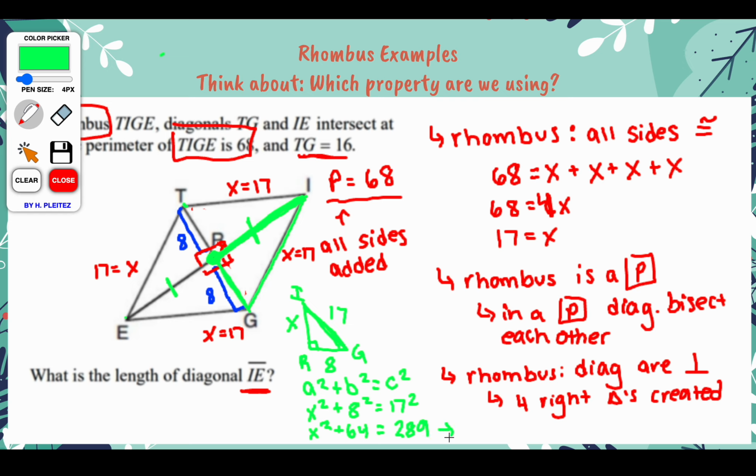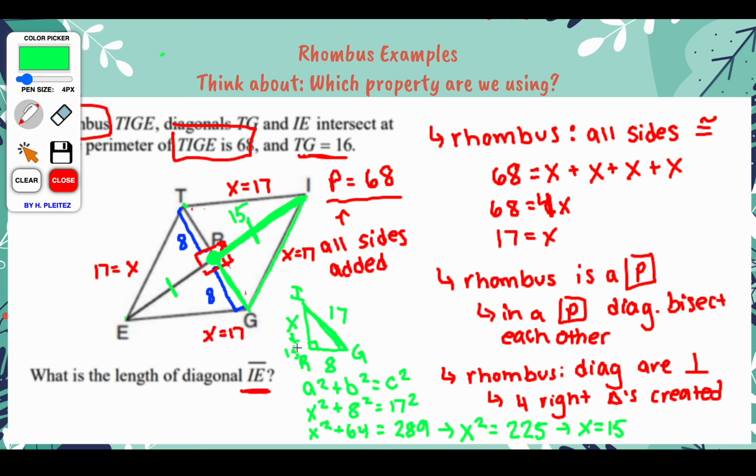Now, if you continue with your algebra, it's getting a little sloppy here, so I apologize for that. x squared equals 225. And then if we take the square root, we get x equals 15. Now, always go back to your diagram and think about what x actually represents. So 15 is representing the measure of IR. So here we know that it was 15.